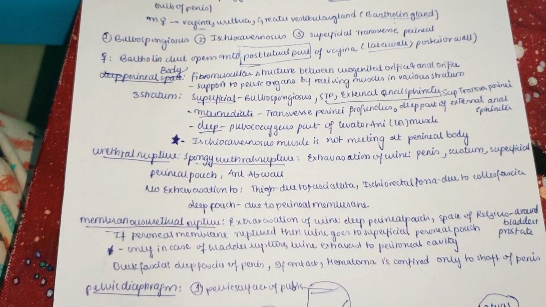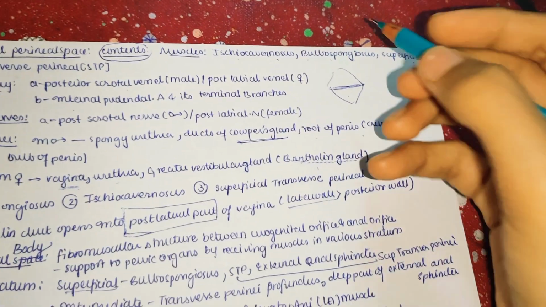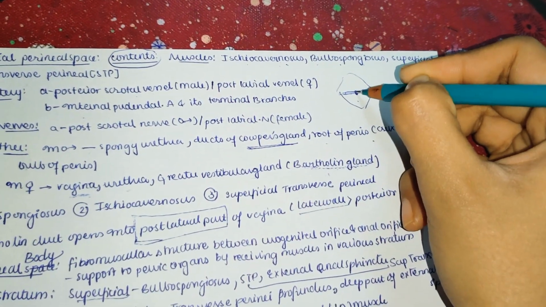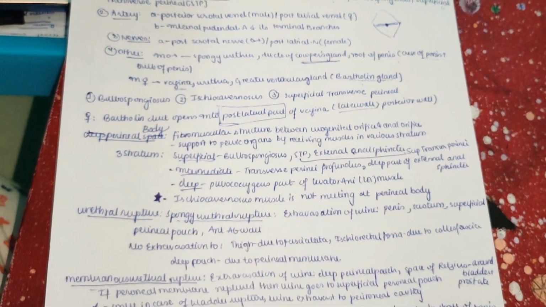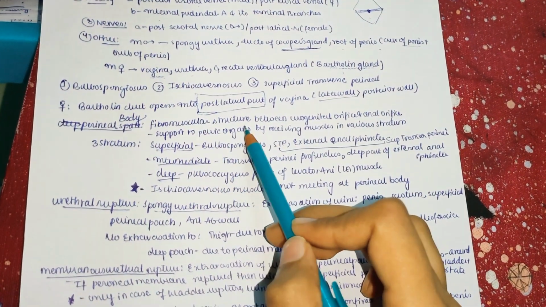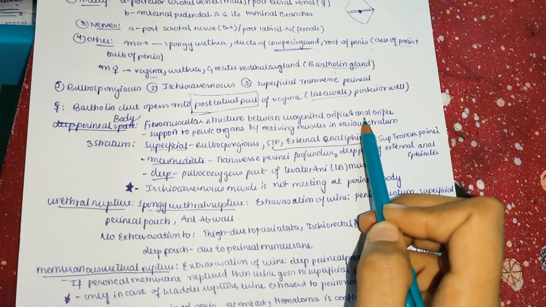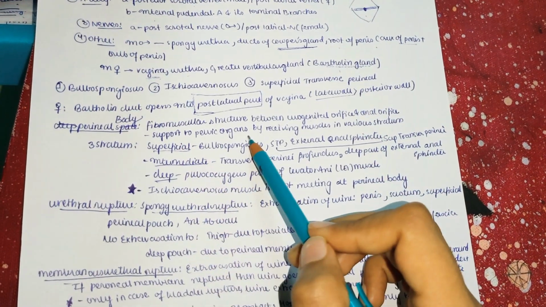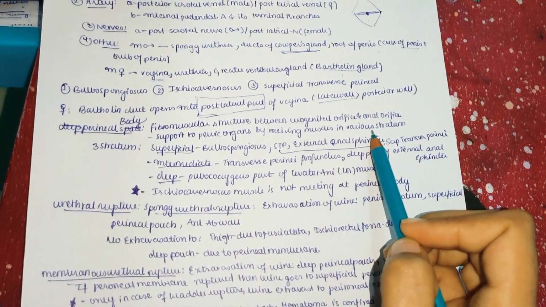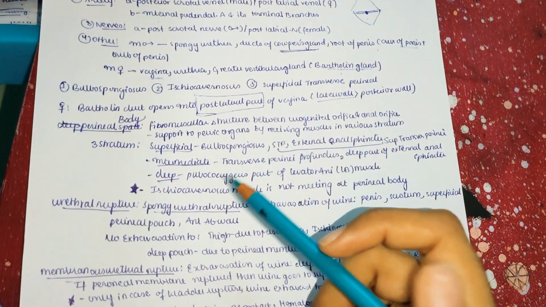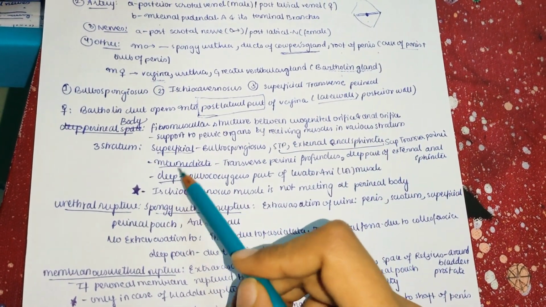So coming to perineal body, you know what is perineal body? In between these both triangles there will be a body here, that is the perineal body. So the perineal body is a fibromuscular structure between urogenital orifice and anal orifice, supports pelvic organs by receiving muscles from various strata. So there are three strata: superficial, intermediate, deep.